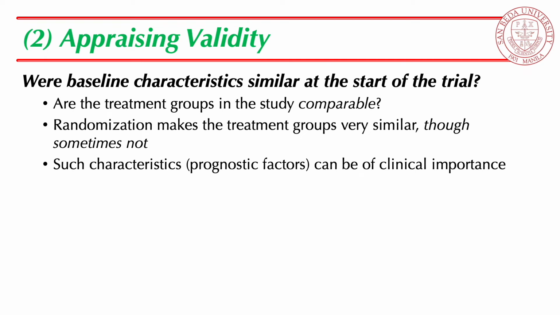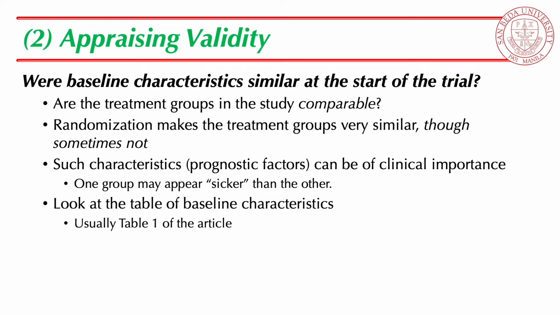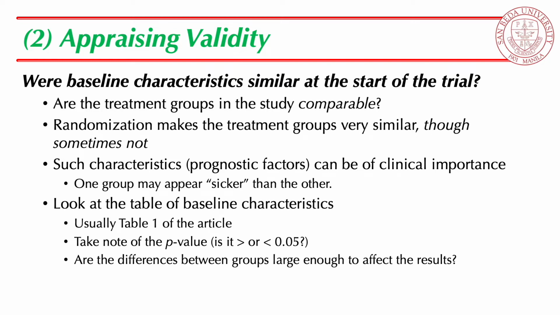Now, such prognostic factors can be of clinical importance. It may turn out that when you are reading the article, one group may have worse prognostic factors than the other, making them appear sicker compared to the other group. Now, what should we do to address this question? Look at the table of baseline characteristics. This is typically table 1 of the article. Sometimes there's a column of p-values, which tells us whether the difference between treatment and control occurred by chance. P-values less than 0.05 are what are conventionally referred to as statistically significant. What you need to know as well is whether the difference between groups is big enough to affect the results by putting one group at a disadvantage.